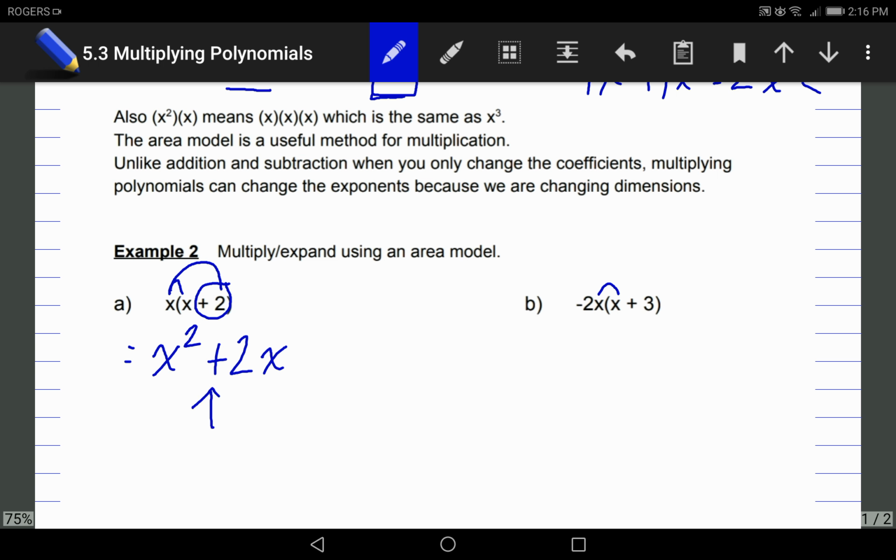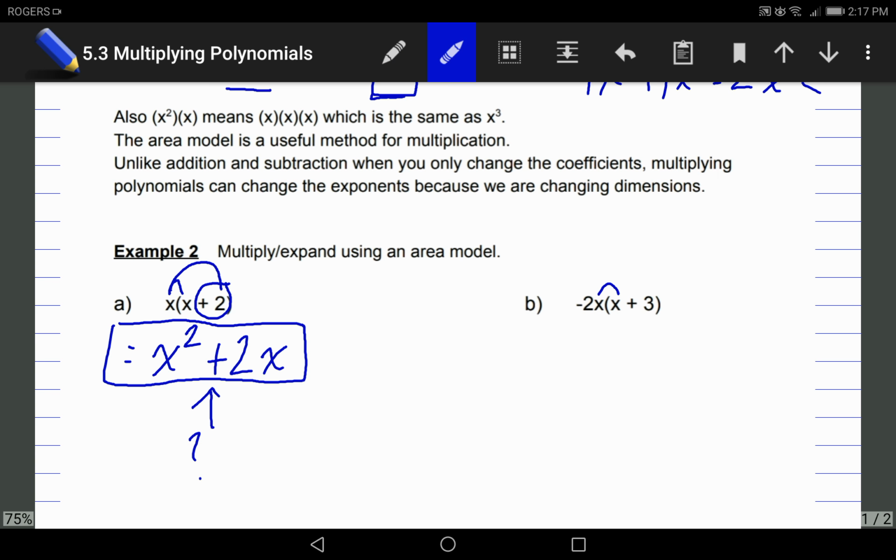Can we go any further? Can we collect like terms here? No. Okay, because now we're adding, no more multiplying, there are no like terms there to combine or collect together. Okay? All right, next one.